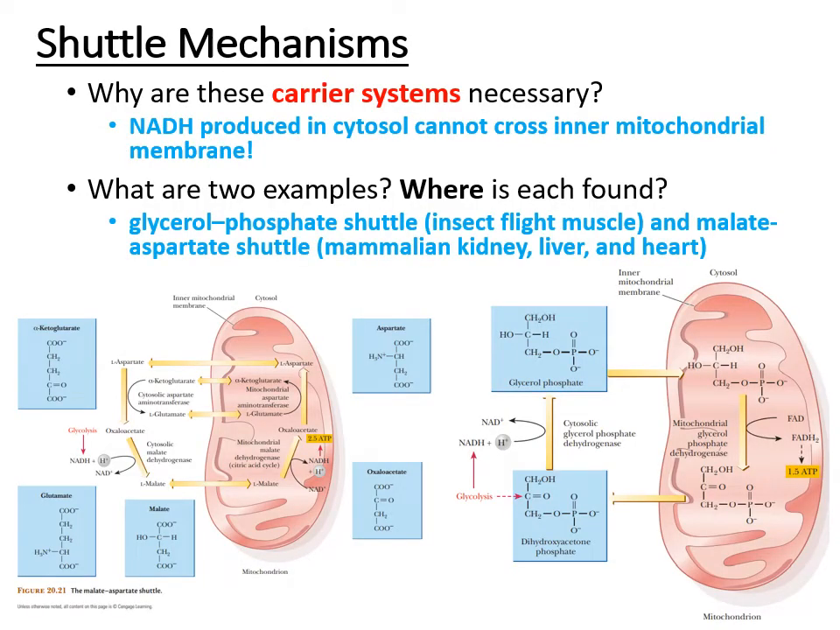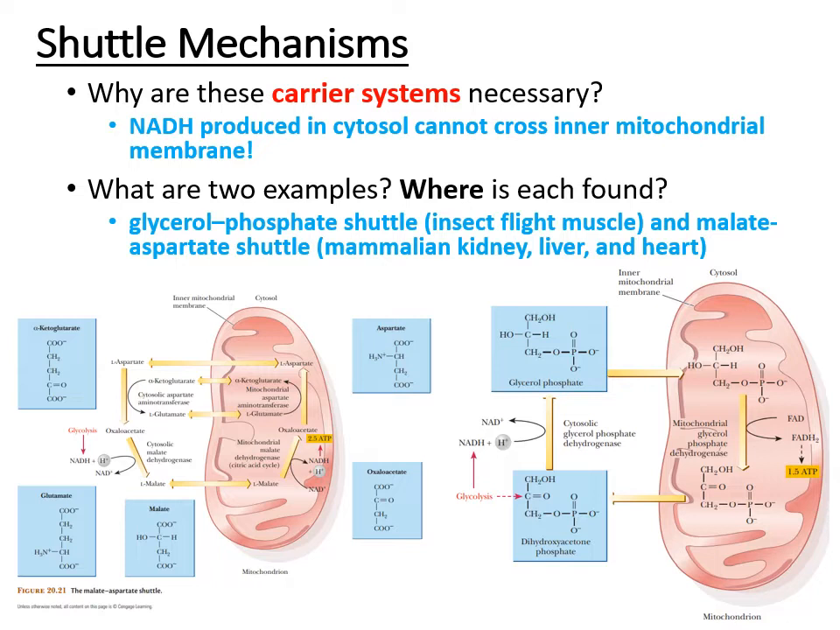Now, in addition to coupling, you'll also see the term shuttles, and these are carrier systems. They're very important because when we think about the processes that are occurring, there are a lot of different pathways that are all connected. Now, when we talk about glycolysis and you had that NADH produced, that was occurring in the cytosol. But then we said that the next steps as we go towards the citric acid cycle, electron transport, all of that, we're then in the mitochondria.